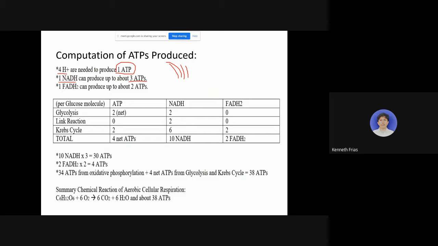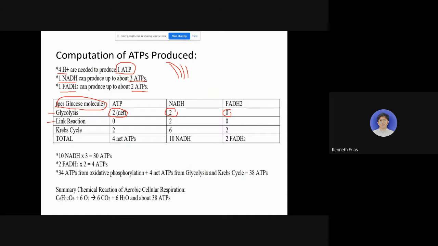Okay, so the details here will be discussed in more advanced biology topics. And one FADH2 can produce about two ATPs. So if we're going to tally the molecules being produced in each stage of cellular respiration, remember, this is per glucose molecule, so we assume it's one glucose molecule. In the process of glycolysis, two net ATPs are produced, and two NADH, FADH2 is zero.